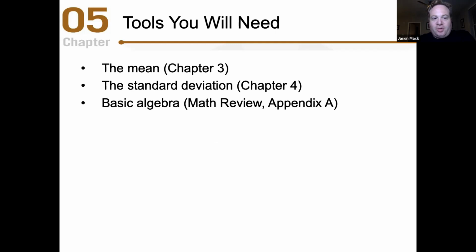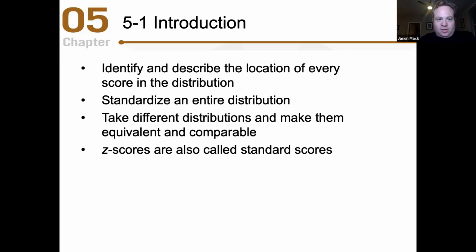You also want to make sure you remember the standard deviation. Remember, the standard deviation is the square root of the variance, which is the sum of the squares over the n. And of course, basic algebra math review, that's in Appendix A. One way we want to think about it is to identify and describe the location of every score in the distribution, standardize an entire distribution, take different distributions and make them equivalent and comparable. And z-scores, like I said, are also standard scores.